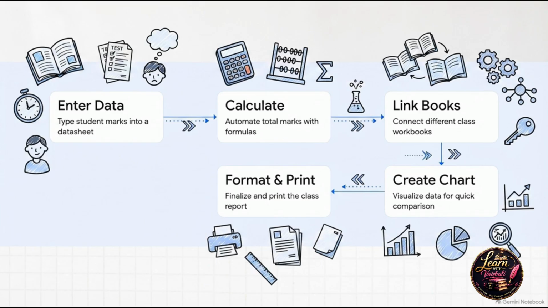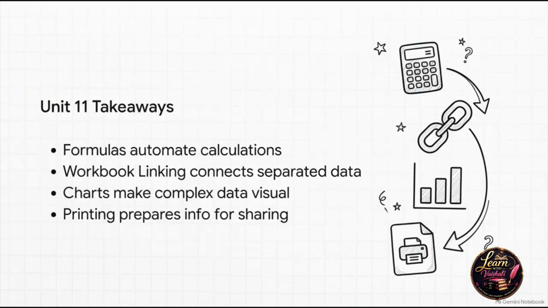Step 4, to see how the class is doing overall, they create a chart for a quick, impactful visual comparison of student performance. And finally, Step 5, they add page numbers, format the layout, and print the final report to hand out at parent-teacher conferences. Walking through it step by step like this unifies all the individual tools we've discussed into one cohesive, highly practical ecosystem.